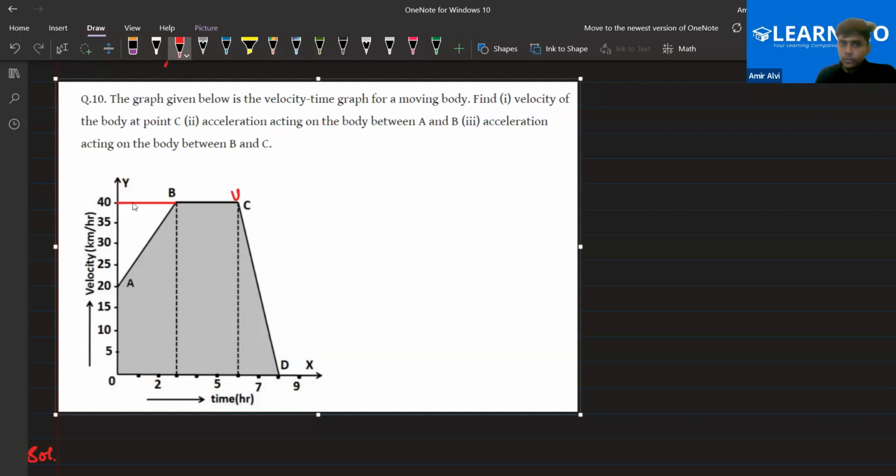As you can see, after point B the slope of this graph is parallel to the x-axis. It means that the velocity is performing constant velocity motion, right? It means that it is not changing until point C arrives. So at point C, the velocity is 40 kilometer per hour. Is this clear to all of you? Right? Yes. Great.